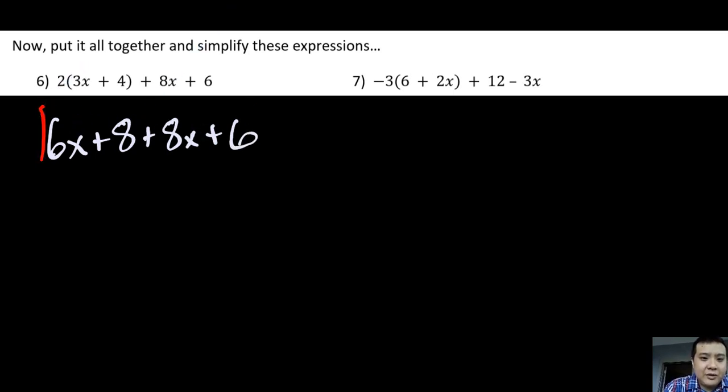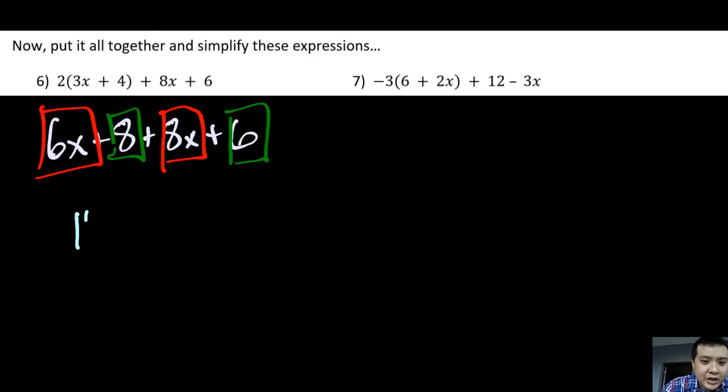We're going to combine like terms. This is a like term with this right here. We have our constants right here. All of this is addition. So 6x plus 8x is going to be 14x, and then 6 plus 8 again is going to be 14. So we have 14x plus 14.